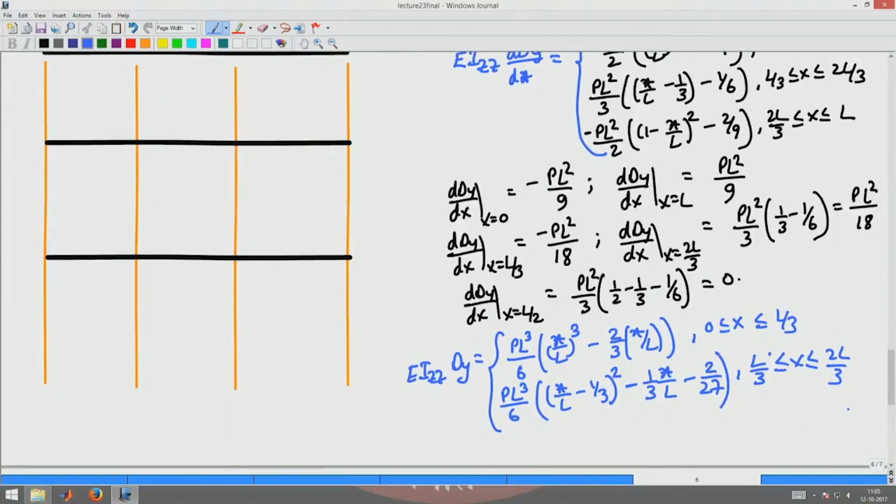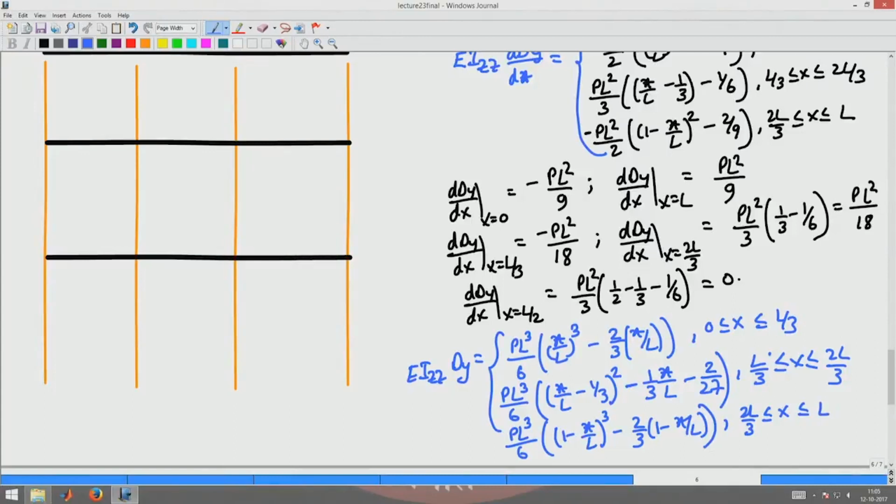Okay. And the final equation would be PL cube by 6 into (1 minus x by L the whole cube minus 2 by 3 into 1 minus x by L) for 2L by 3 less than or equal to x less than or equal to L.